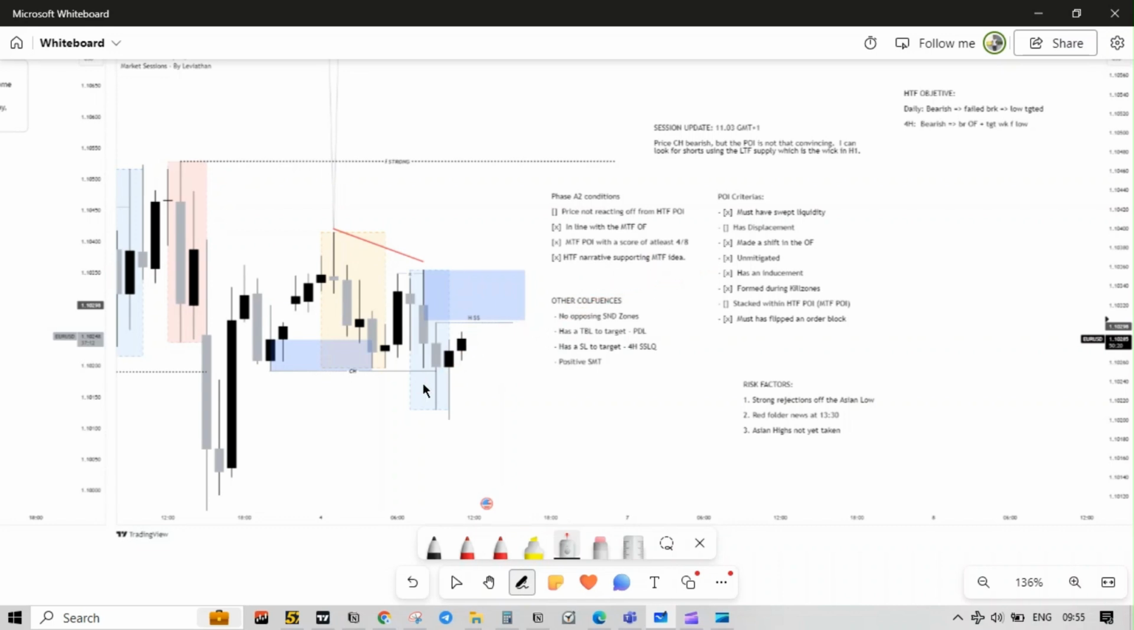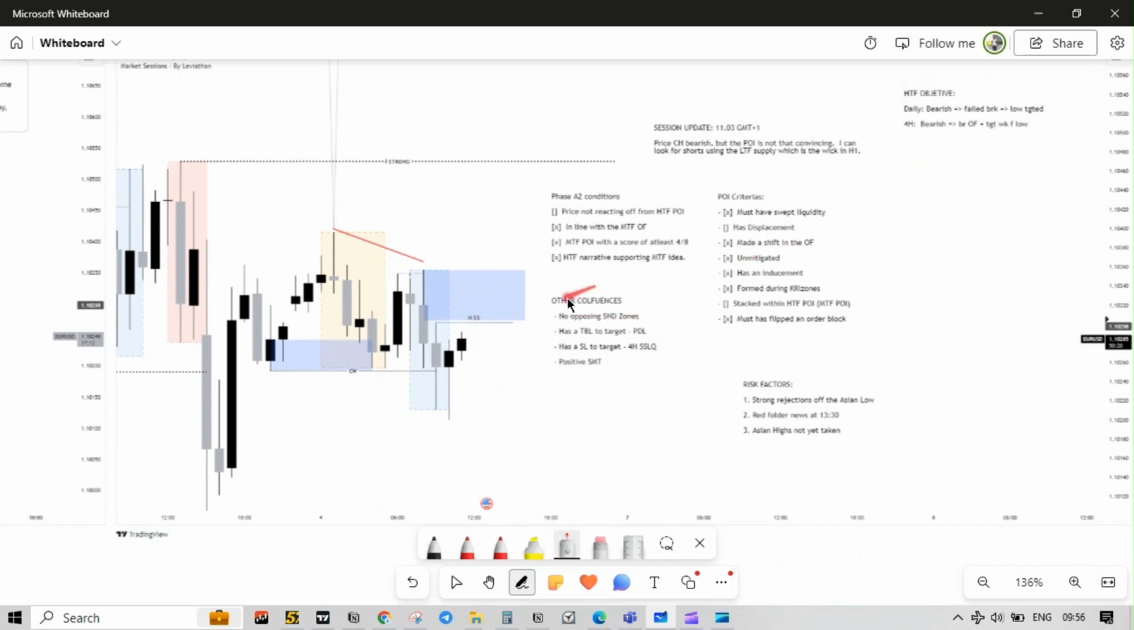It has made shifting order flow, yes. Unmitigated, yes. It has an inducement, yes. This is a lower time frame demand, you can see, and above this is the liquidity. And it is formed during the kill zone, yes. And it has swept an order block, yes. So almost all the boxes are ticked. So this box can be ticked, and the high time frame supporting the medium time frame idea. Yes, I'm going to take shorts, and high time frame is suggesting me to go for shorts.